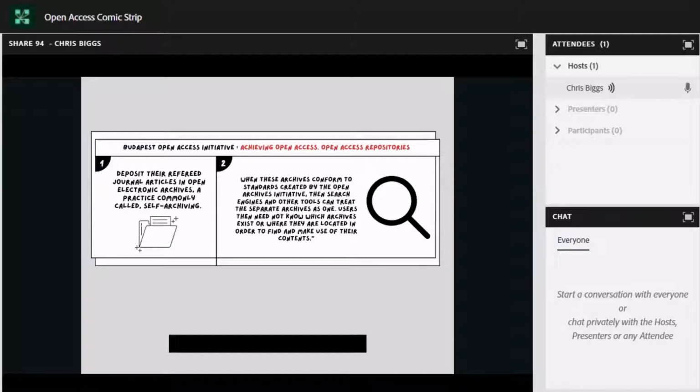Secondly, when these archives conform to standards created by the Open Archives Initiative, then search engines and other tools can treat the separate archives as one. Users then need not know which archives exist or where they are located in order to find and make use of their contents. Interestingly, the BOAI highlights the technical potential of a distributed set of repositories that can be crawled or systematically harvested to aid discoverability. It's quite a foresight when we consider the tools like Google Scholar we have today.